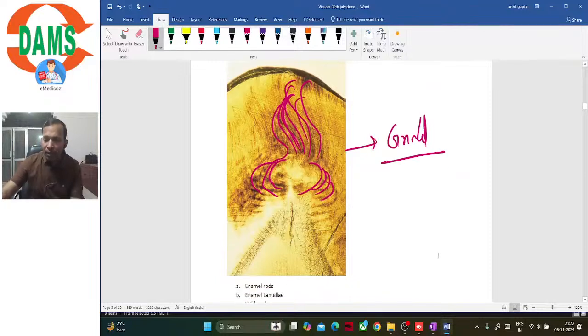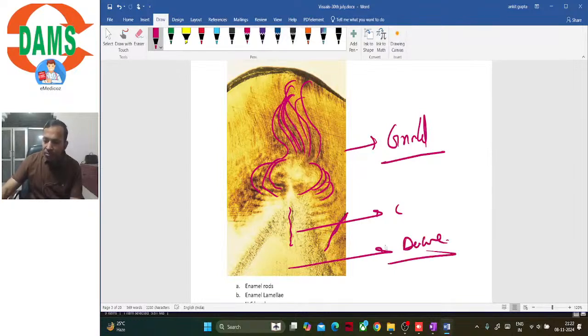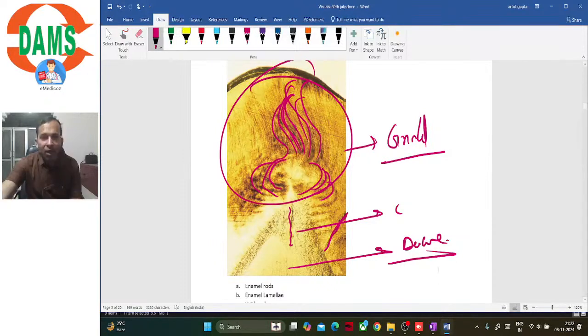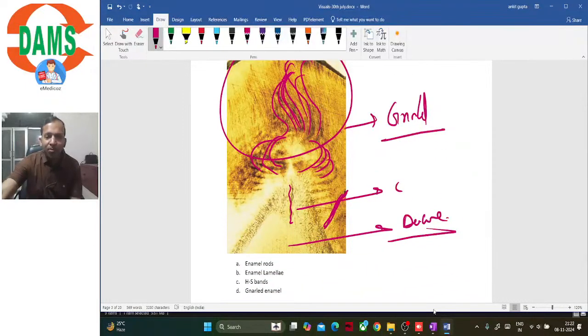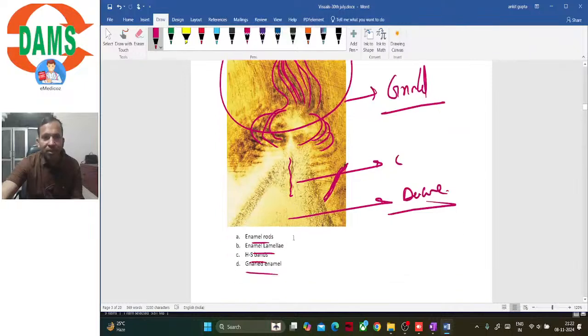दिखने को और भी कुछ दिख रहा है, जैसे क्रैक भी है इधर, राइट? क्रैक है यहाँ पर, राइट? एंड यू कैन सी डेंटिन हियर, बट मेजॉरिटी ऑफ डायग्राम कहाँ फोकस्ड है? इधर। इतना बड़ा फीचर ये दिख रहा है। तो अगर आपसे पूछेंगे क्या फीचर आपको दिख रहा है, तो अपन एक छोटे से फीचर की बात नहीं करेंगे, हम एक बड़े फीचर की बात करेंगे। प्लस the options will help you, right? Enamel rod, enamel lamellae, HS bands, gnarled enamel. तो gnarled enamel, क्योंकि इसमें क्रैक्स वगैरह किसी भी चीज की बात हो ही नहीं, राइट?